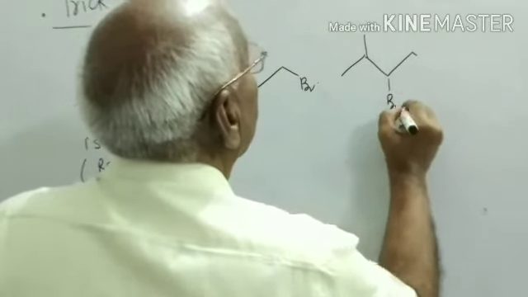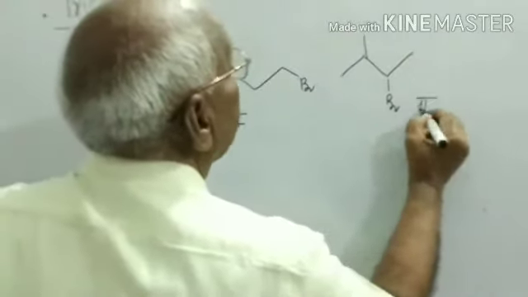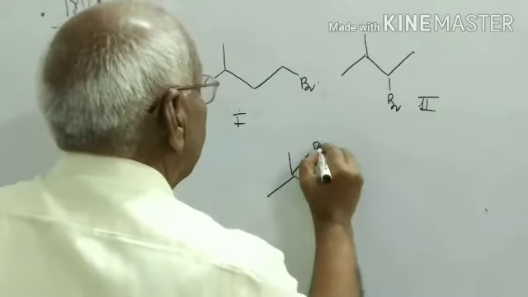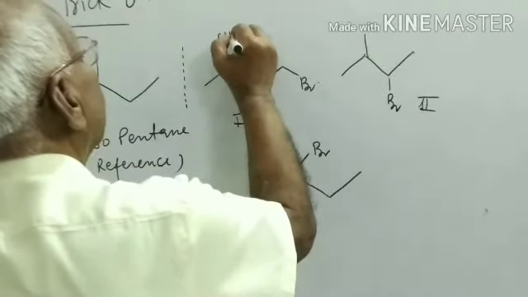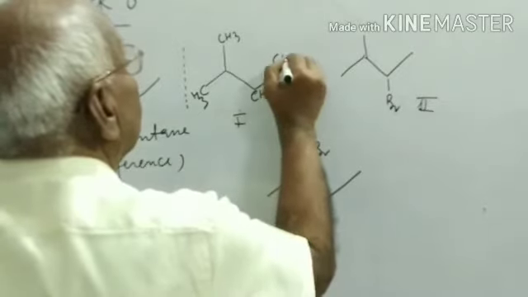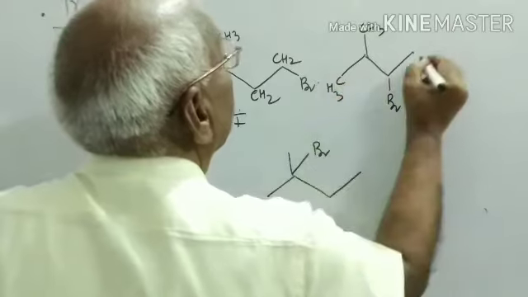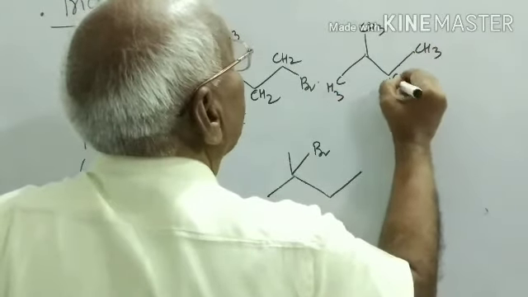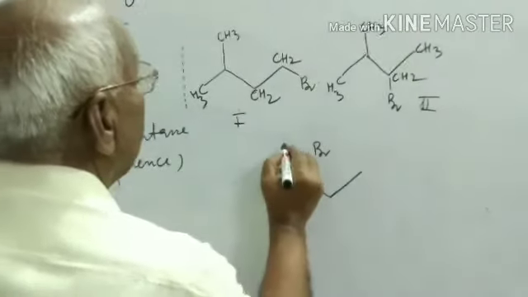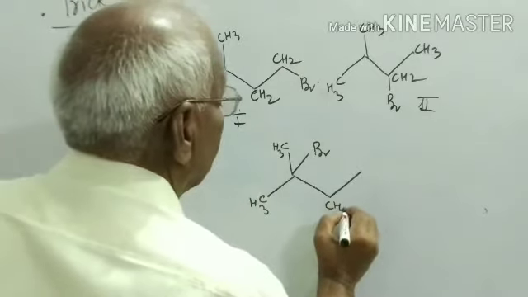See, here is Br. So this is first, this is second, and one more. The bromine is here. So you can write here CH3, CH3, this is CH2, this is CH2, this is CH3, CH3, CH3, and this is CH2. Similarly, this is CH3, CH3, CH2, and CH3.